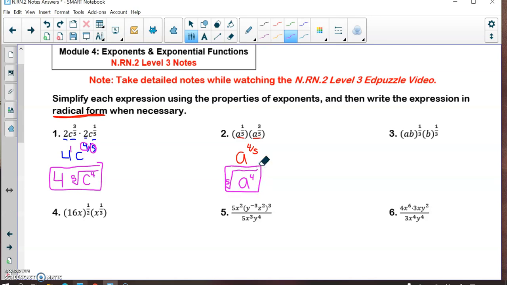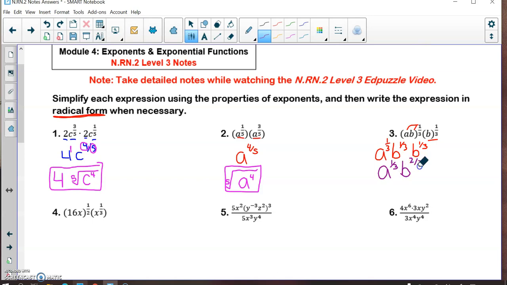All right, number 3. This 1/3 needs to be attributed to both the a and the b. So I have an a to the 1/3 times a b to the 1/3. And then I have another b to the 1/3. Which means that I can combine the b's. So I have an a to the 1/3, and a b to the 1/3 times a b to the 1/3 is a b to the 2/3 because I add my exponents.